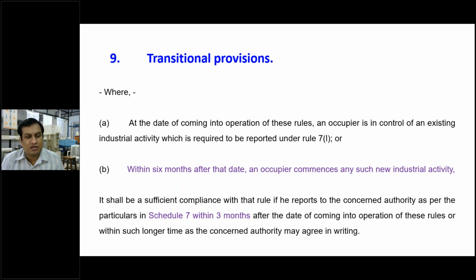It shall be sufficient compliance with that rule if it reports to the concerned authority as per the particulars in Schedule 7 within 3 months after the date of coming into operation of these rules, or within such longer time as the concerned authority may agree in writing. So if the case is with respect to Rule 7 or Schedule 7 within 3 months, then there is no change. But if there is a change, if there is modification, then you should provide the modified data or the new industrial activity data again in written form to the concerned authority.